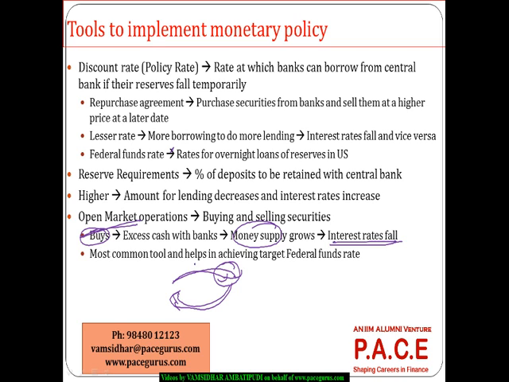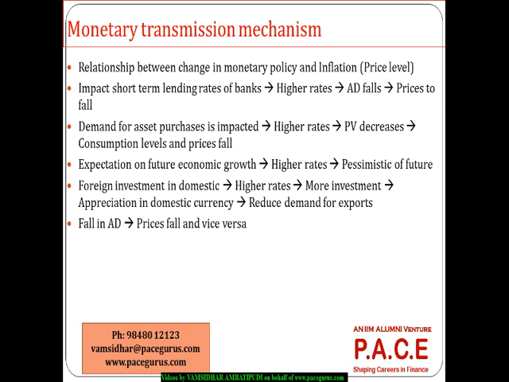So the central bank can either get into controlling the policy rate, increasing or decreasing it, or target open market operations of buying and selling securities, or work with the reserve requirements to finally bring about a change in the interest rates. But quite often we see that open market operations are the most common tool that the central bank uses on a regular basis to plan out the interest rates.